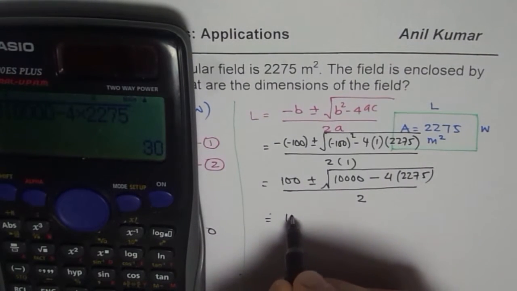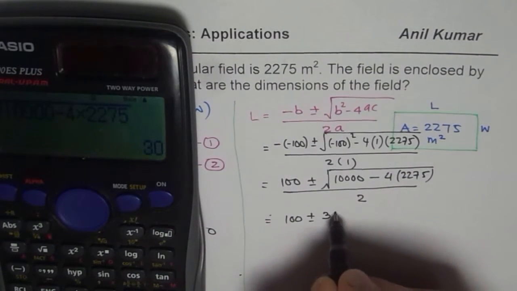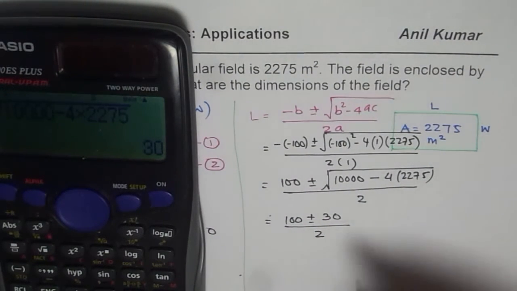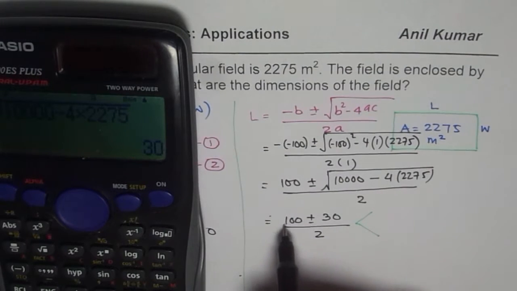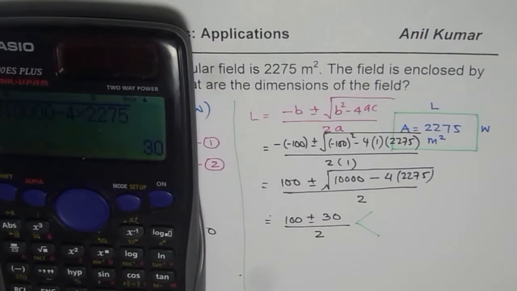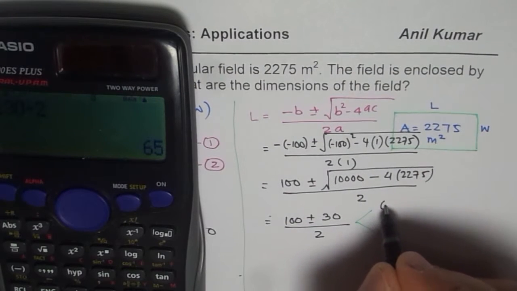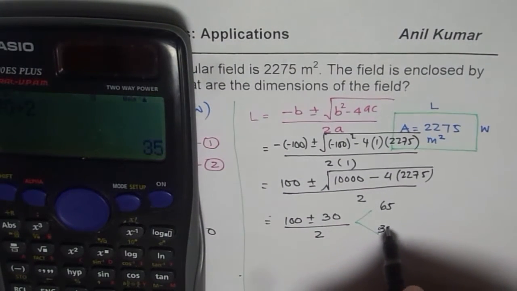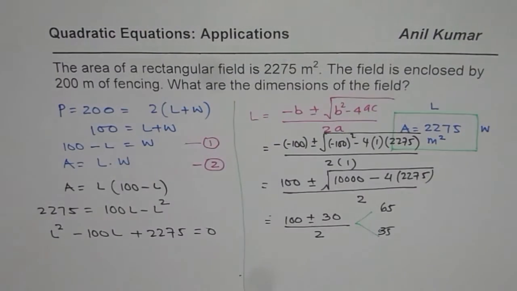So we get 100 plus minus 30 divided by 2. So that gives us two possible solutions. So if I use plus, then what do I get? So 130 by 2, right? So if I do plus, I get 130 divided by 2, and that is 65. If I use minus, then 70 divided by 2, we get 35. Okay, so these are two possible lengths.